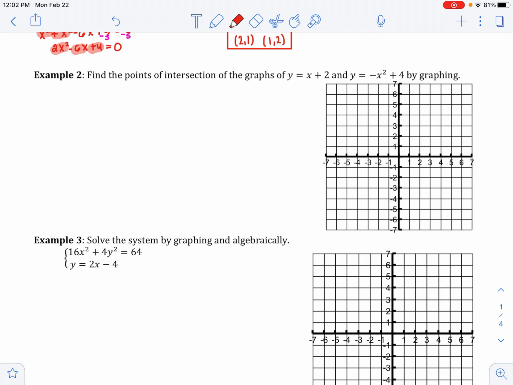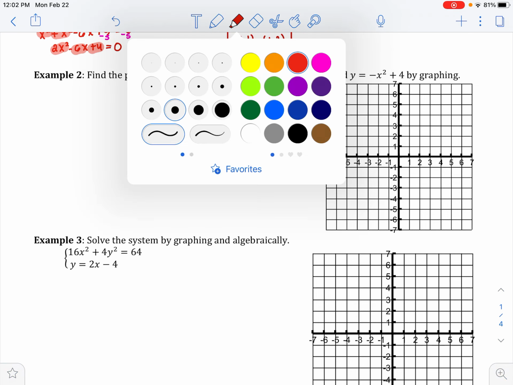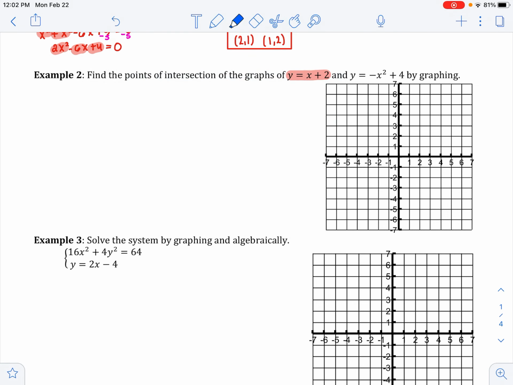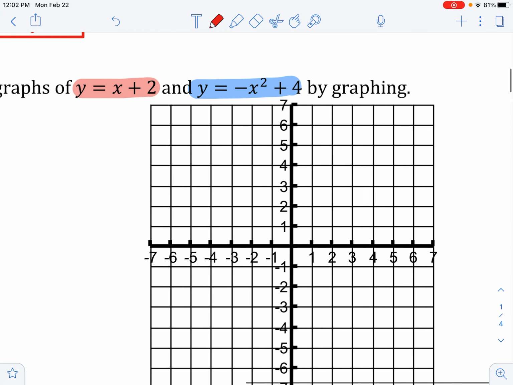All right, next we have find the points of intersection of the graphs y equals x plus 2 and y equals negative x squared plus 4. So first off, this right here is a line, and this right here, y equals negative x squared plus 4, is a parabola. There's just an x squared, there isn't a y squared, so it's a parabola. Let's start off by graphing the line. So I know I have a y-intercept of 2 and a slope of 1.